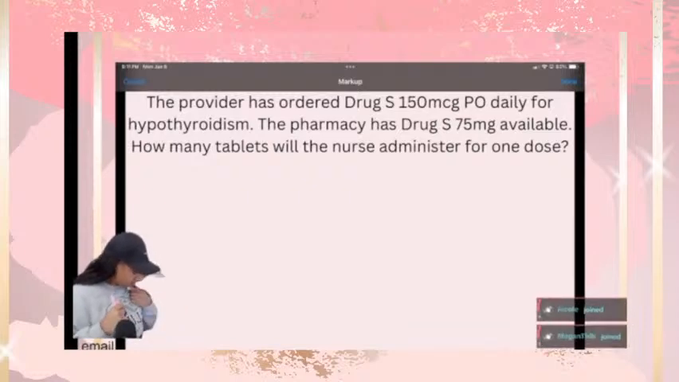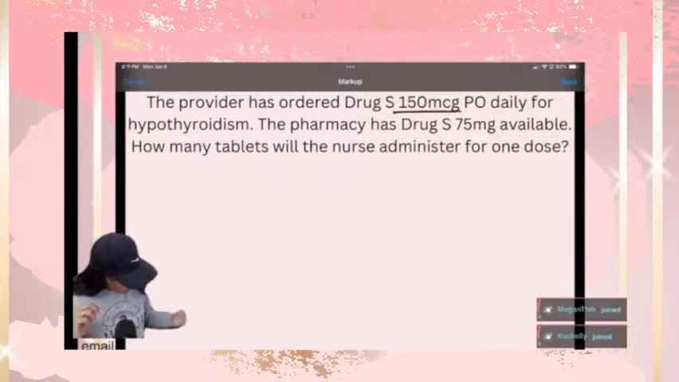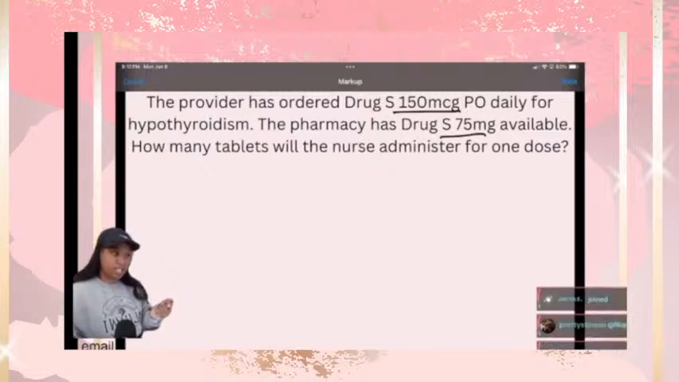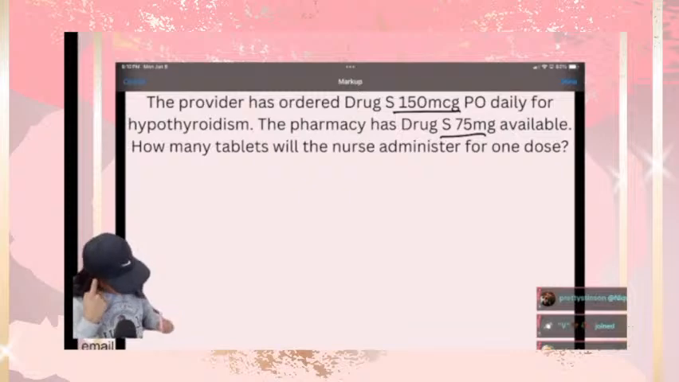All right. So now we have the order, which is 150 mcg daily, so just one dose. And we have available that 75 milligram tablet. How many tablets will the nurse administer for one dose? You could convert your tablets first, or you could put it in dimensional analysis. So we are looking for tablets.